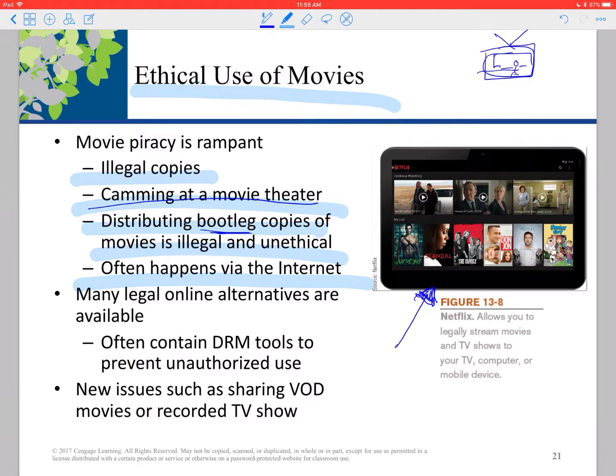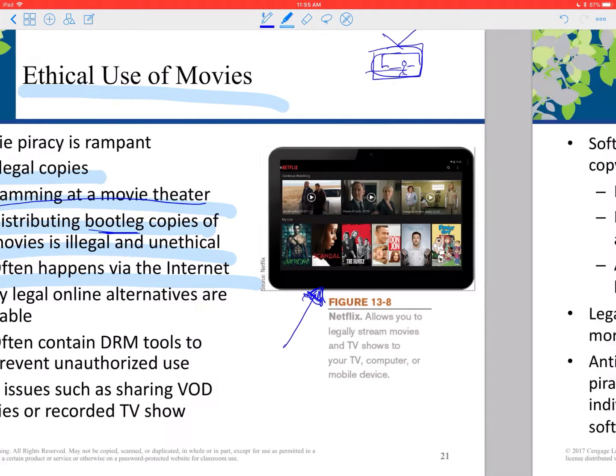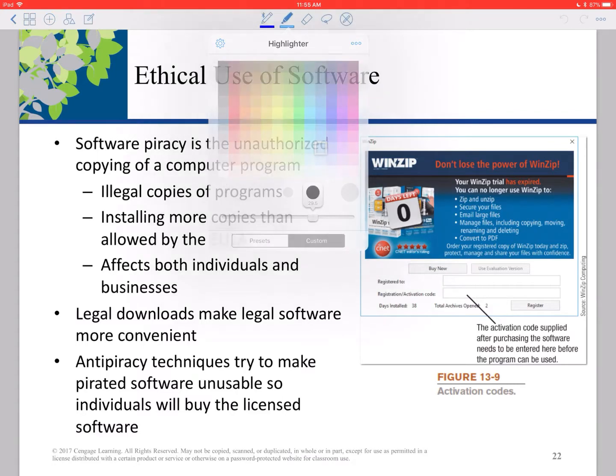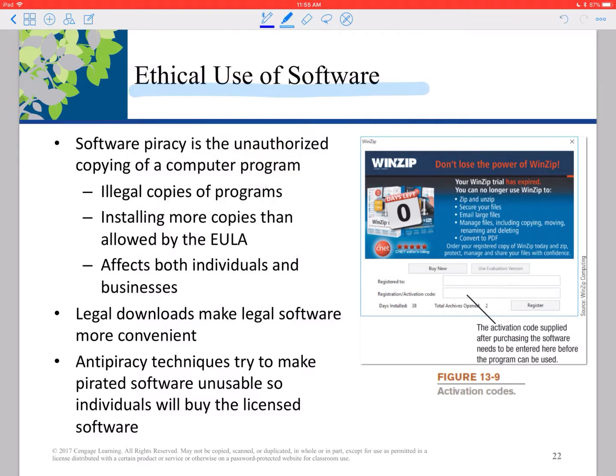And just like the RIAA has been suing people for music, the MPAA, Motion Picture Association of America, has been suing people for pirating movies. So there is a risk out there, especially if you don't know what you're doing and expose yourself to being caught. Okay? Here's another one we should talk about, which is the ethical use of software.